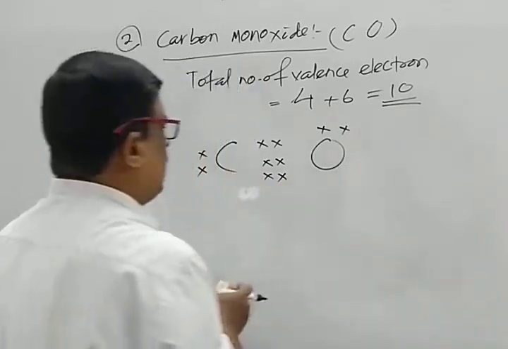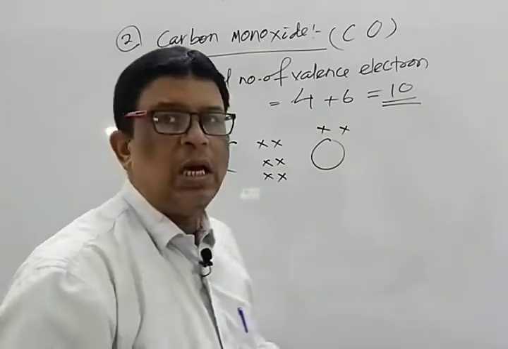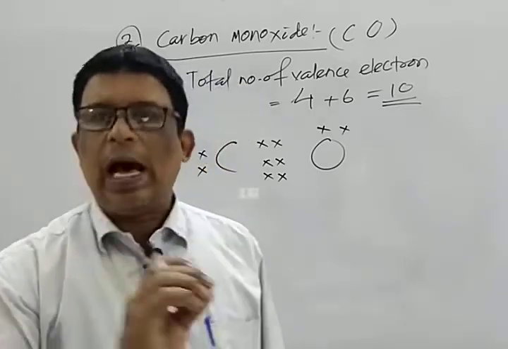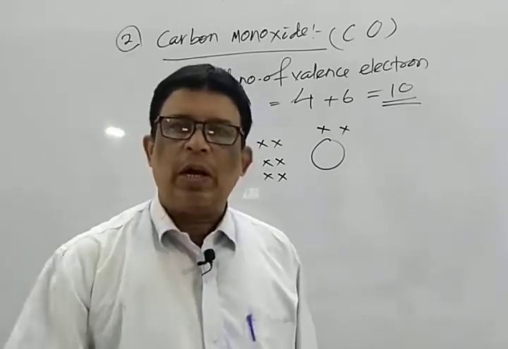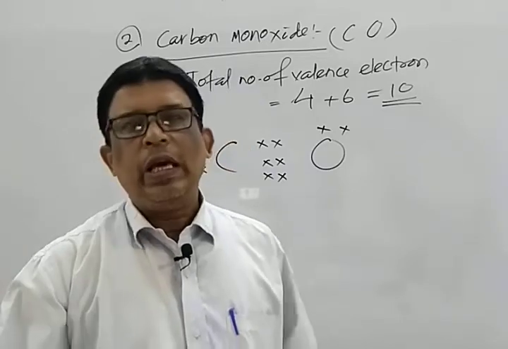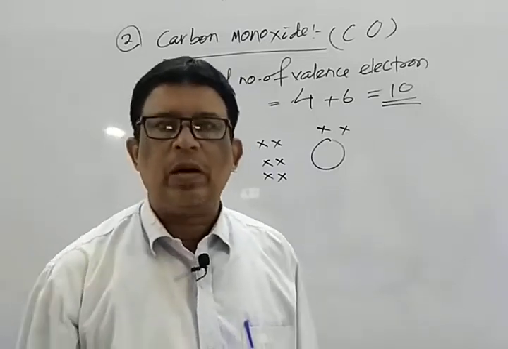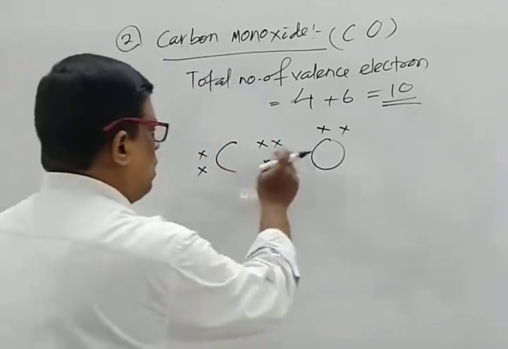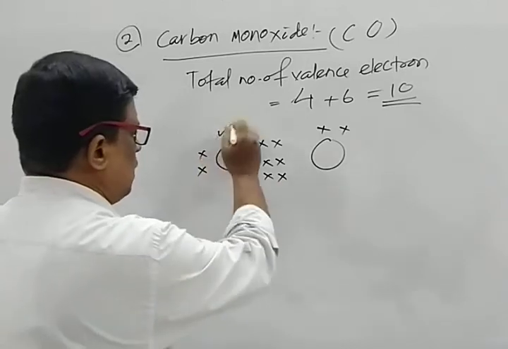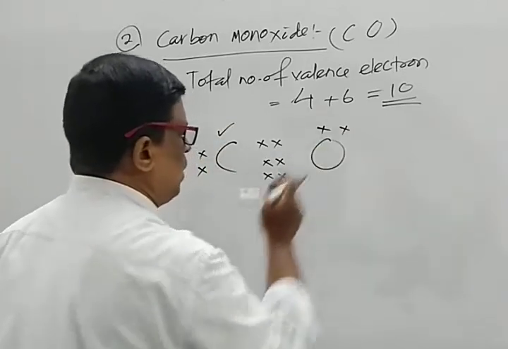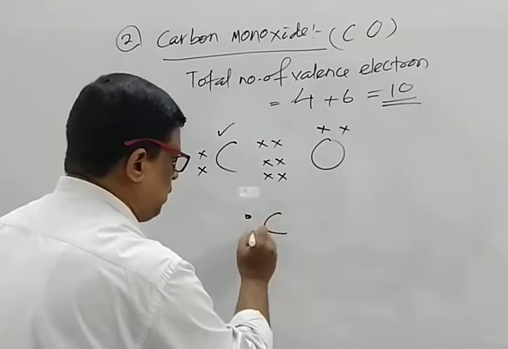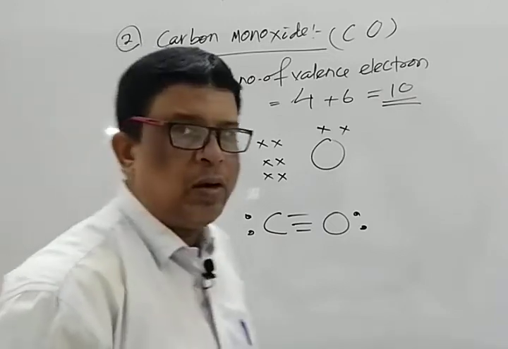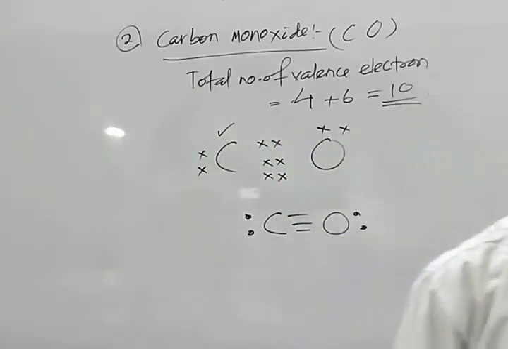In this case, there is no hard and fast rule. First you go through arranging a pair of electrons between atoms for a single covalent bond. If that does not work, then you go through a hit and trial method in such a way that each atom satisfies the octet. So mark that here: 1 through 8 satisfied on each atom. So the structure is this, for carbon monoxide, CO.